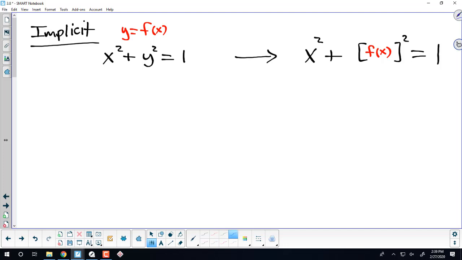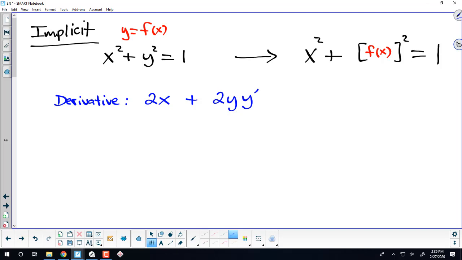So when I take the derivative, what's the derivative of x squared? 2x. Plus the derivative of y squared. What's the derivative of y squared? 2f of x times, yes, times y prime, right? It's 2y, y prime. Derivative of the outer function, leaving the inner function alone, that's a 1, times the derivative of the inner function.